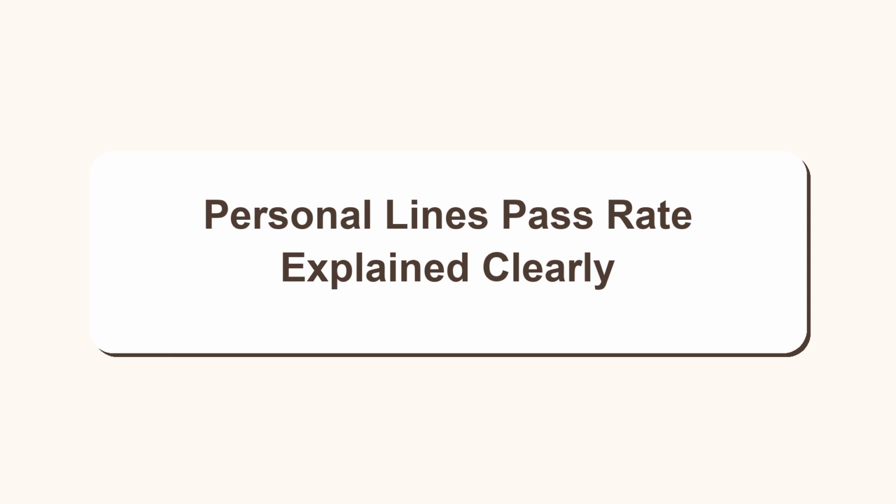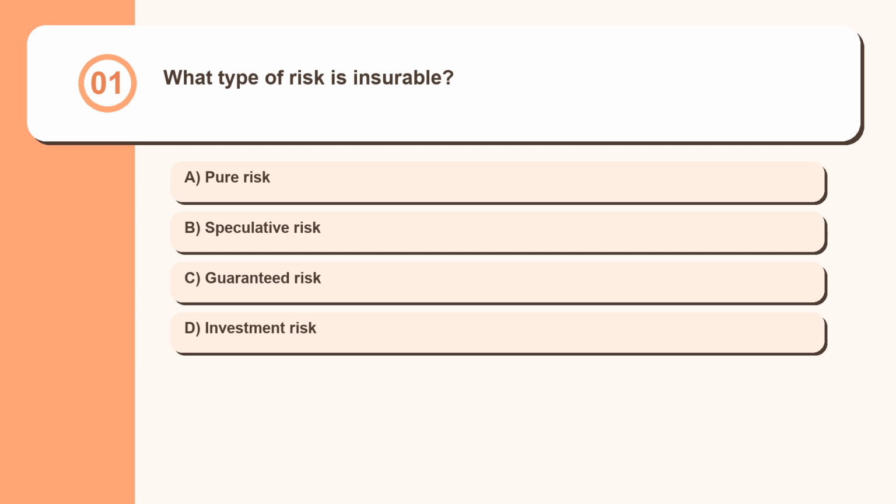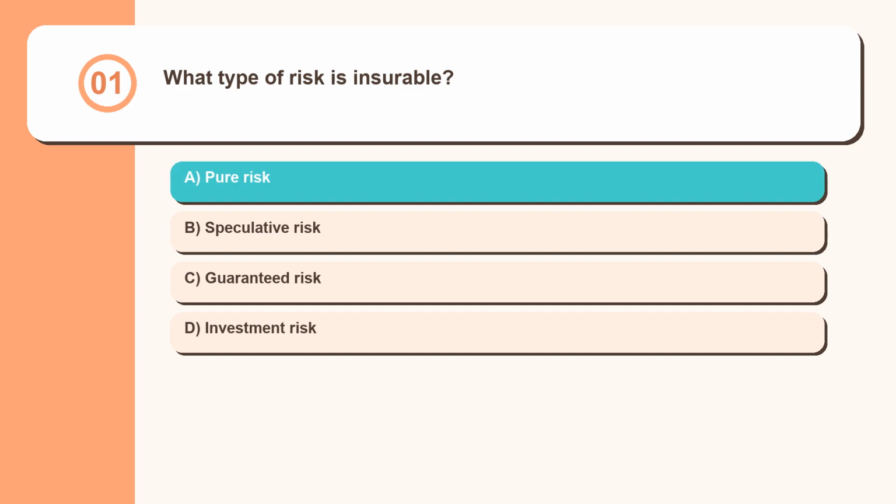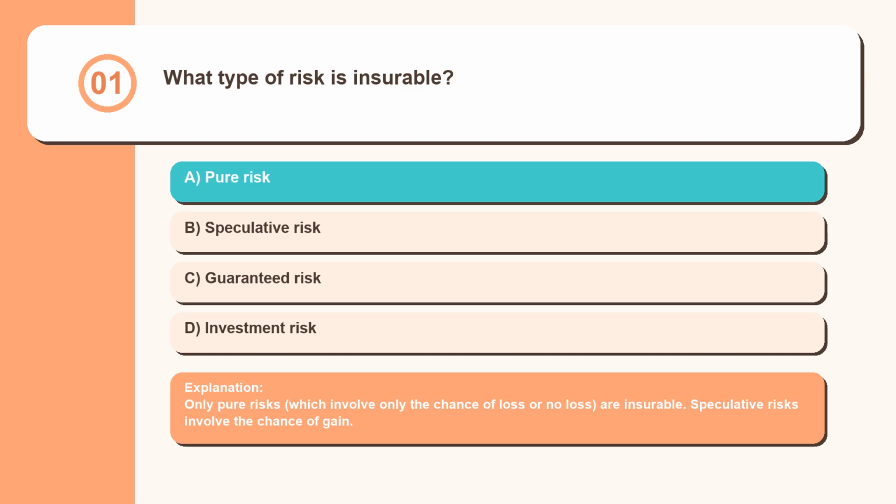Personal lines pass rate explained clearly. Question 1. What type of risk is insurable? Pure risk, speculative risk, guaranteed risk, investment risk. Only pure risks, which involve only the chance of loss or no loss, are insurable. Speculative risks involve the chance of gain.